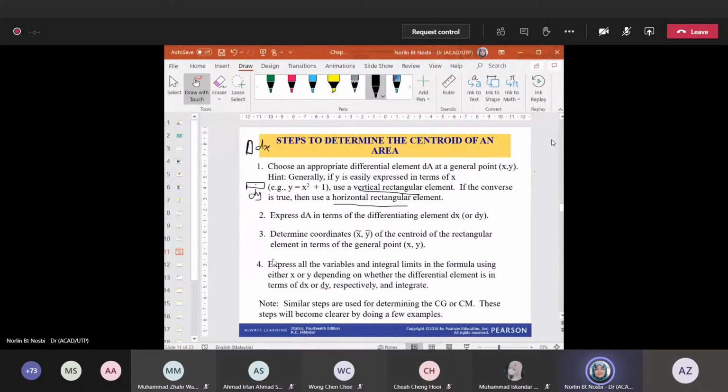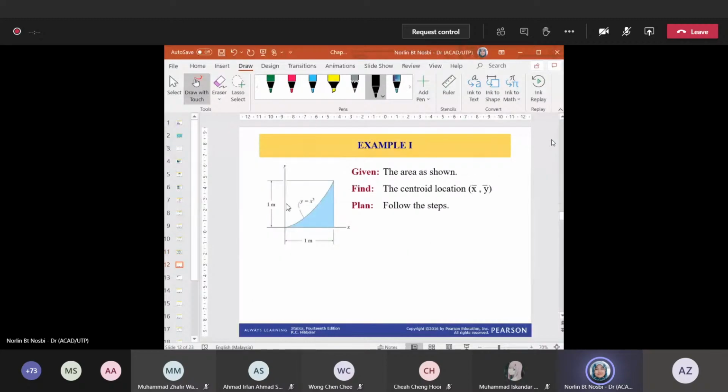I think you all maybe are not clear about this, so let us do example 1. You can see here is a curve shape, y equals x cubed. You are given the x and y axes, and the length is 1 meter by 1 meter. You need to find the centroid location, x bar and y bar.